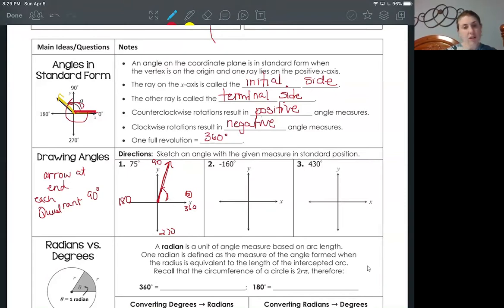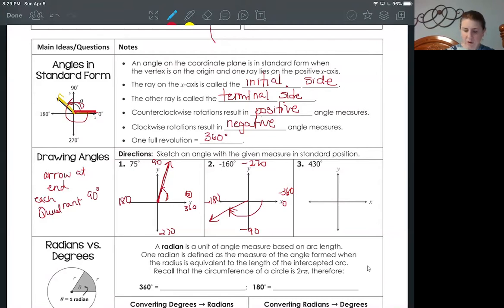Now, negative 160 is going to go the other direction. It's going to go clockwise. So this would be negative 90, this would be negative 180, this would be negative 270 and negative 360 as we rotate the opposite direction. So negative 160 would come maybe to about here. Not quite going to get to the other side of the x-axis.